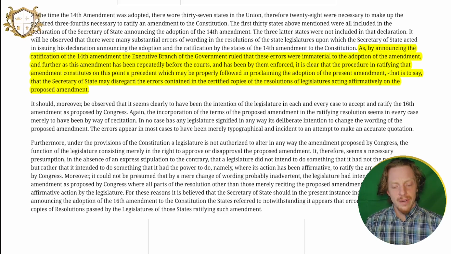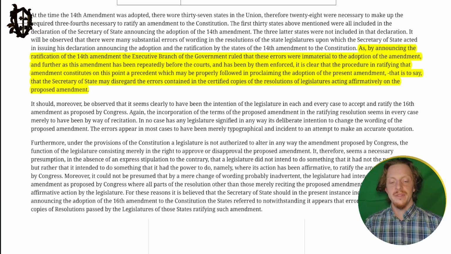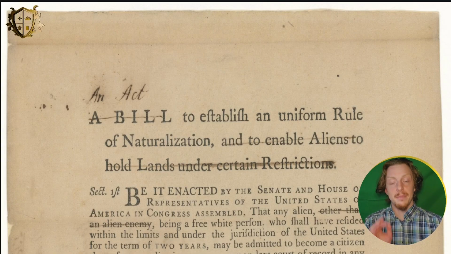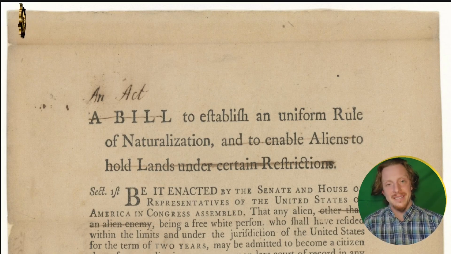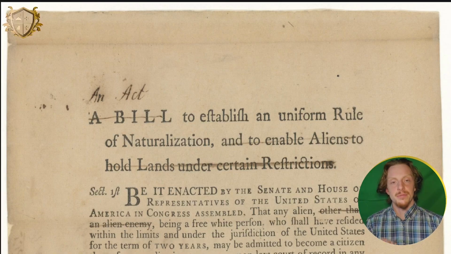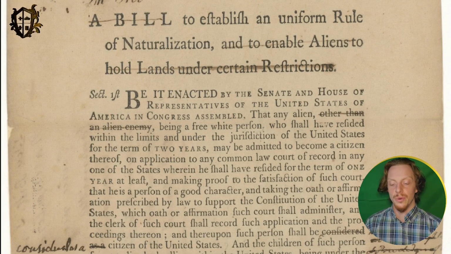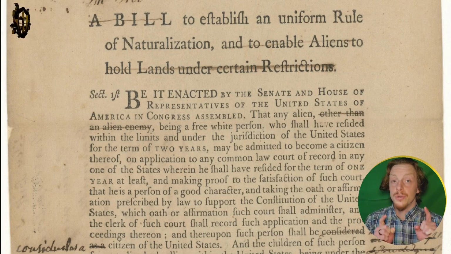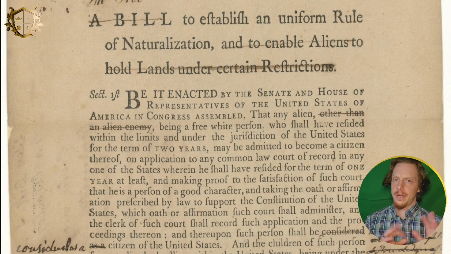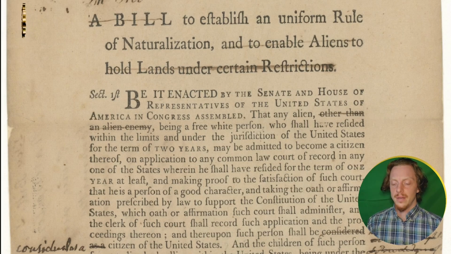In fact, I think we've already beaten the dead horse enough that the 14th Amendment was not constitutionally ratified. Let's actually get to that example from the 1790s, from the founding generation, that proves this not to just be a theory, but the consensus whenever the U.S. Constitution was being written. Here we have an act to establish a uniform rule of naturalization and to enable aliens to hold lands under certain restrictions. So here's also where we're going to get clarity on whether the founders believed in jus soli, birthright citizenship. Yeah, with requirements, with attachments.